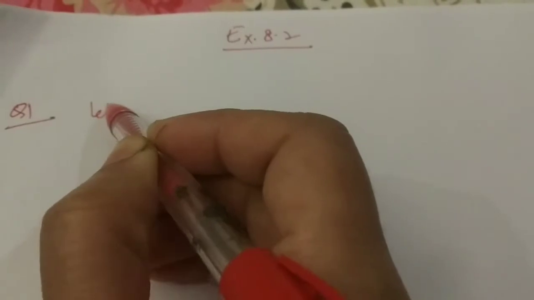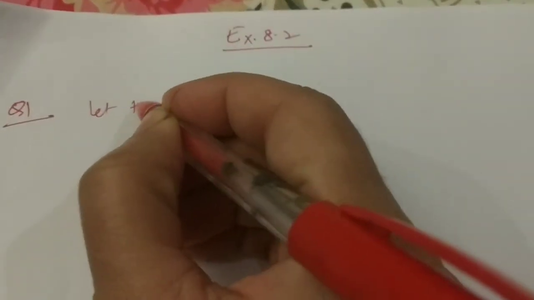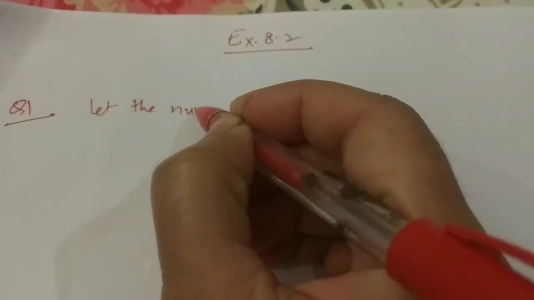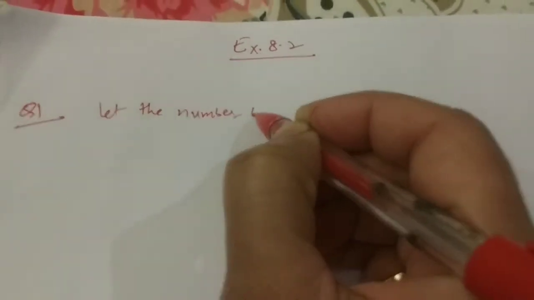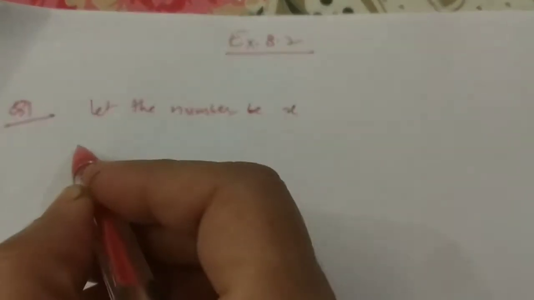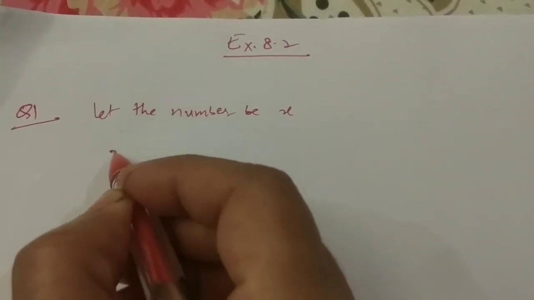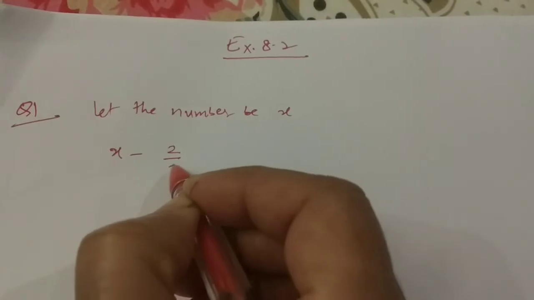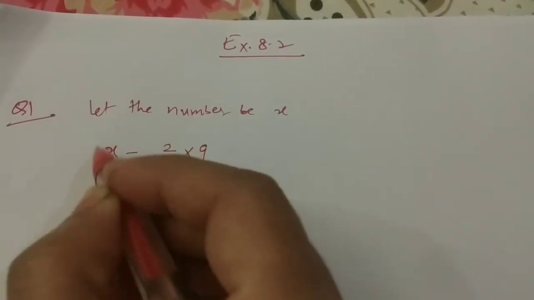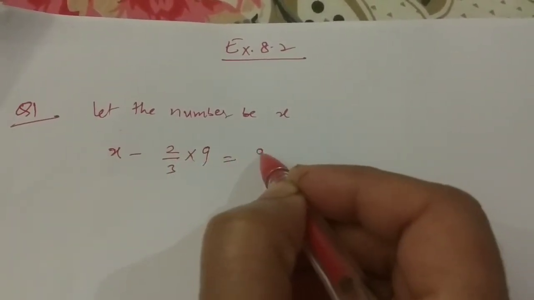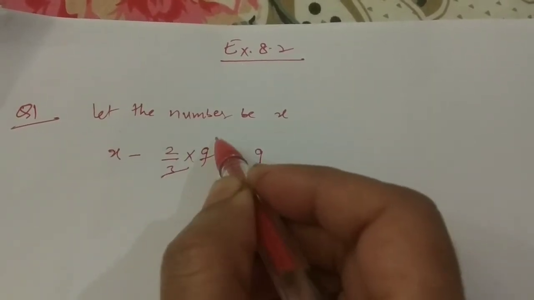So the first question is: 2/3 of 9 subtracted from a number gives 9. Find the number. Our first step would be, we will assume the number to be x. Let the number be x. So what is given to us? 2/3 of 9 subtracted from a number. If we subtract 2/3 of 9 from this number, we will get 9. So here we can cancel it.